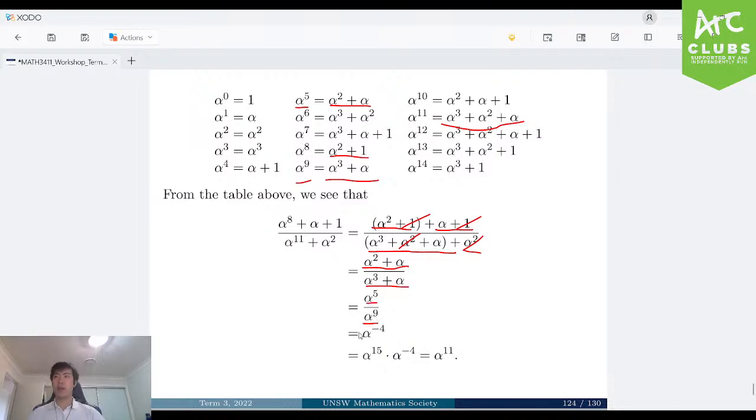And so we get alpha to the power of negative 4, right? But we can revert from a negative power to a positive power because we know alpha to the power 15, I should add that here, is equal to 1. So we will have 1 times alpha to the power of negative 4, right? But 1 is alpha to the power 15, so we get this, and so we get this. Okay.